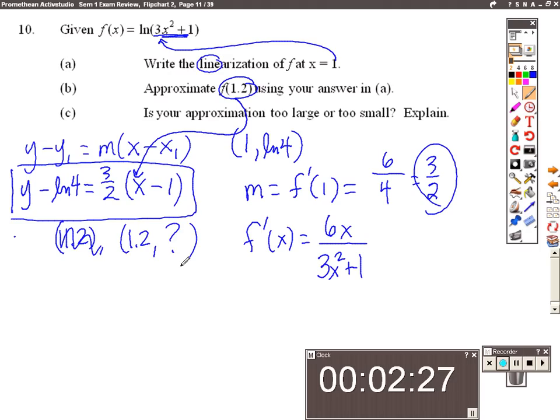And then finally in letter C, is the approximation too large or too small? Remember, that's where we need the concavity of the curve, because we need to know whether or not the tangent line is above the curve or below the curve. So to get concavity, we're going to consider the second derivative. We already have the first derivative right here. So to find the second derivative, we're going to apply the quotient rule.